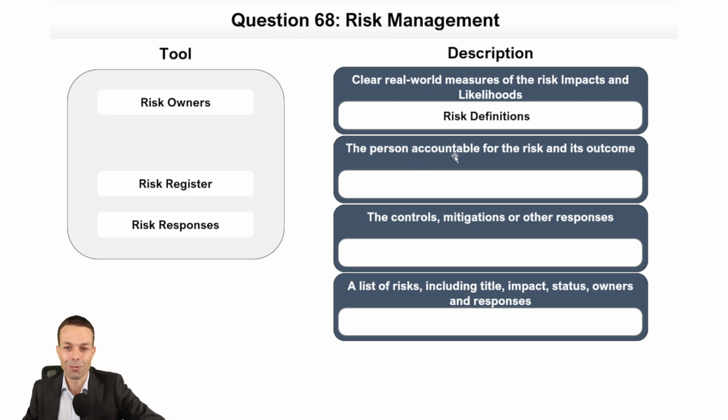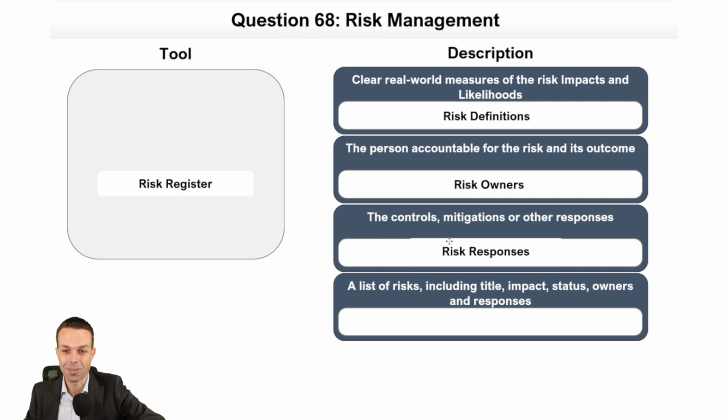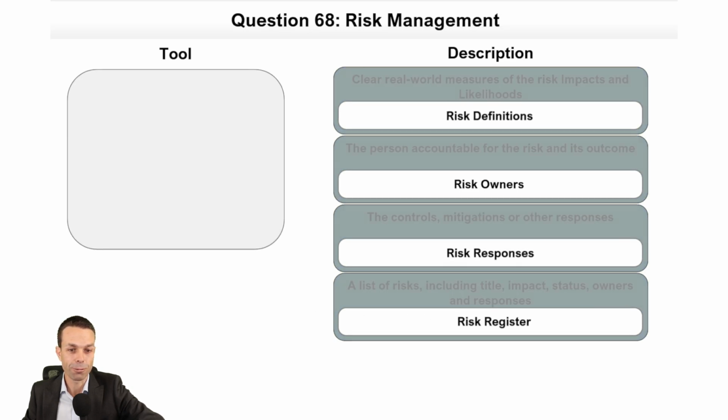The person accountable for the risk and its outcome is the risk owner. Maybe that makes me a little bit weird, I like risk so much, but hey, it's everywhere. So we want to manage it properly. The controls, mitigations, and other responses are our risk responses. Wonderful. And a list of risks, including the title, impact, status, owners, and responses. We put all of our risks into that risk register. Let's check that out and see what we've got.